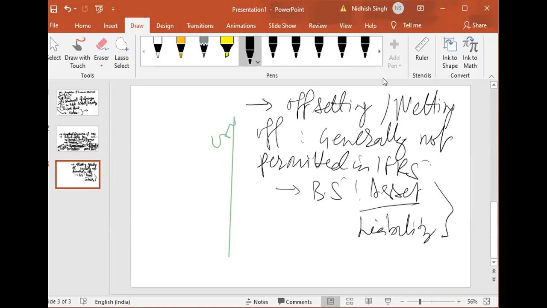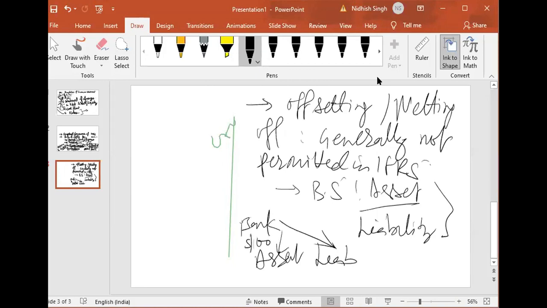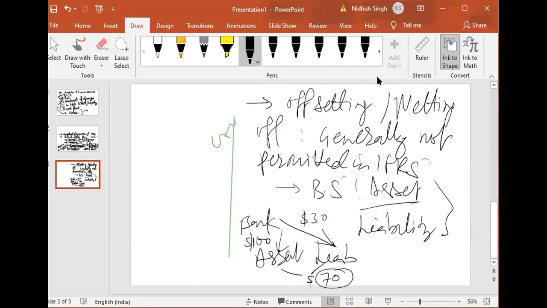So who are the counterparty? Normally, if you are dealing with a bank and you have a set of asset and liability, both with the same bank, right? So what is the asset? Say $100, and liability is $30, right? Do you prefer to show an asset of $70?